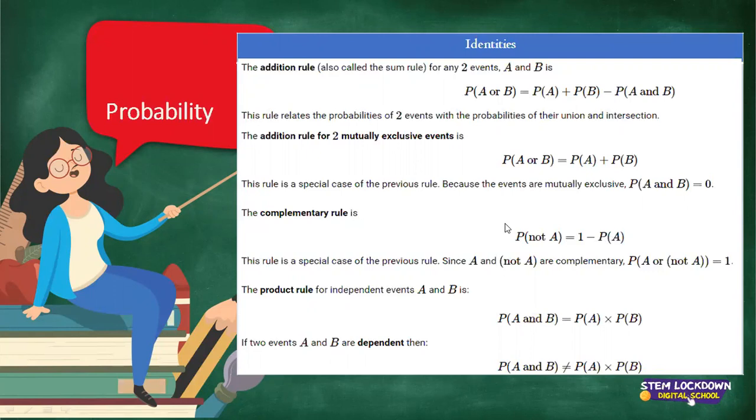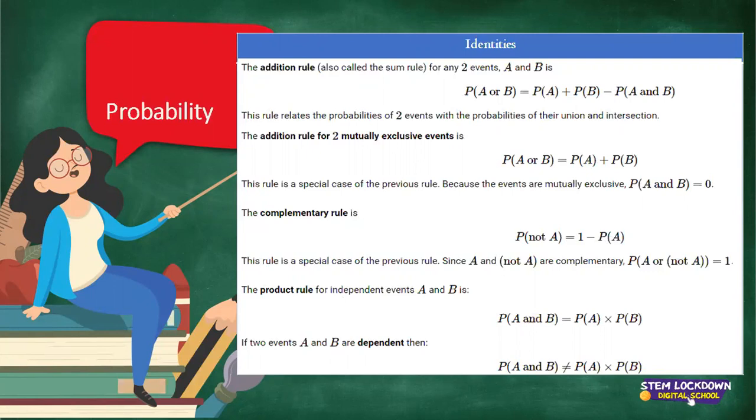Okay. So now the product rule. The product rule is applicable for independent events. It is used when we're trying to find out if event A is dependent on another event B. For mutually exclusive or non-mutually exclusive events, we talk about the addition rule.